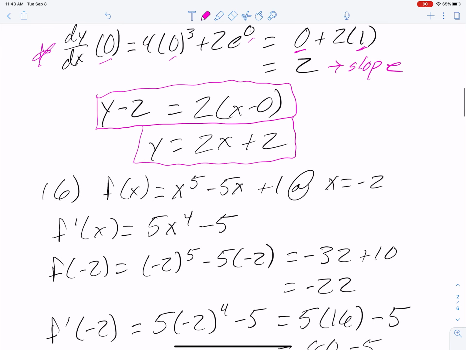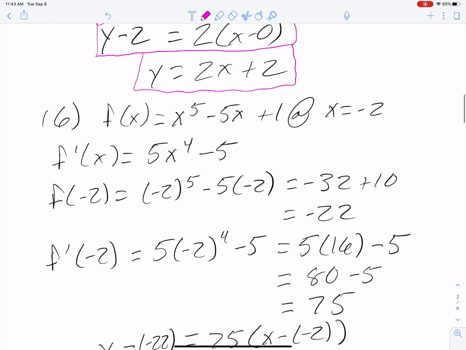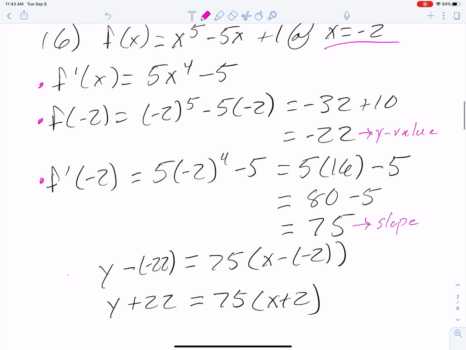Now, in 16, they only gave me the x-coordinate, so I'm going to need to substitute in to find that original value. I found my derivative first using my power rule. I substituted into my original. I substituted into my derivative. By substituting into the original, I get my y value. By substituting into my derivative, I get my slope. And I can write my equation.